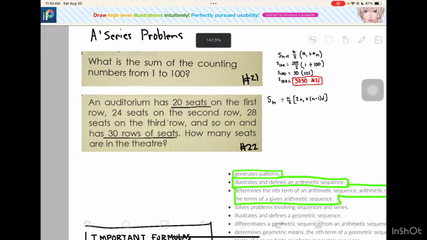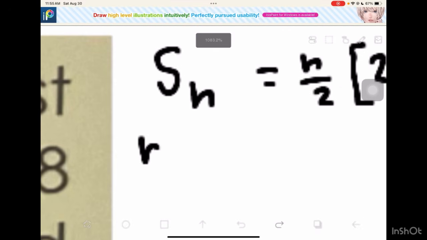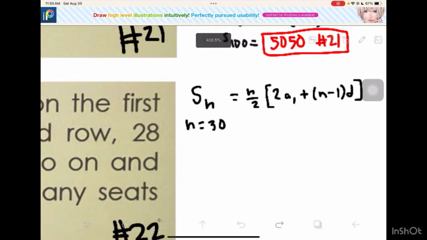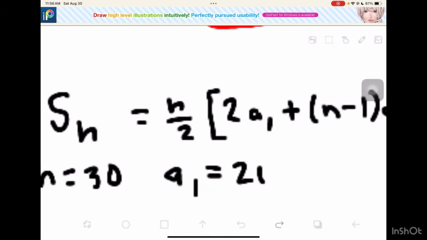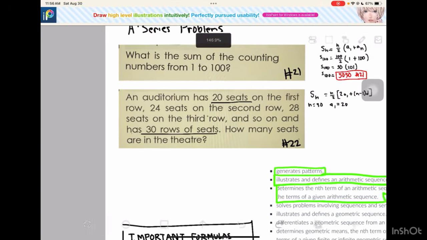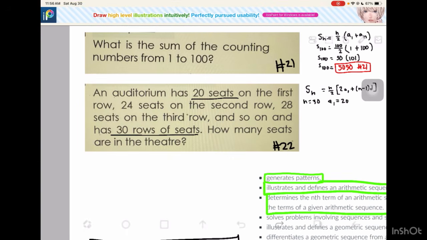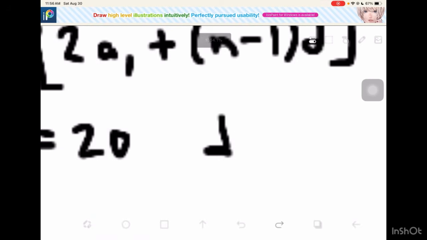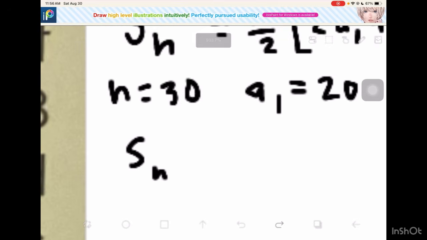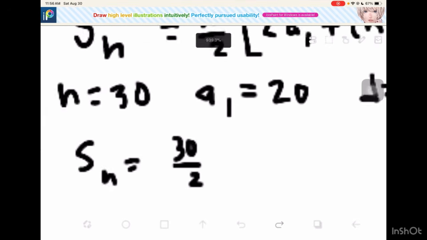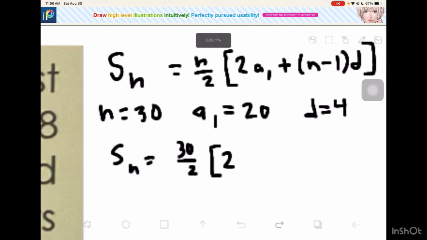Okay, so let's analyze first. We have our n is equal to 30 because we have 30 rows. Our a sub 1 is equal to 20 because it's the first row. Our d, let's solve for it. So 24 minus 20 is 4. 28 minus 24 is also 4. So d is equal to 4. So let's substitute everything. S of n is equal to 30 over 2, then 2 times a sub 1, 20, and then plus n minus 1, so 30 minus 1 times 4.